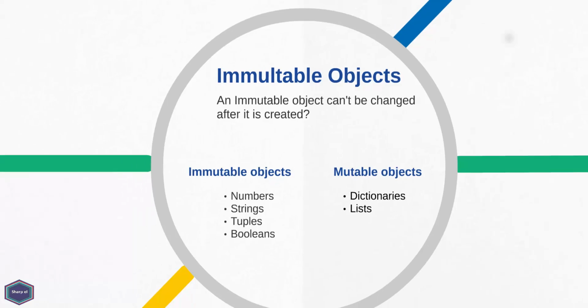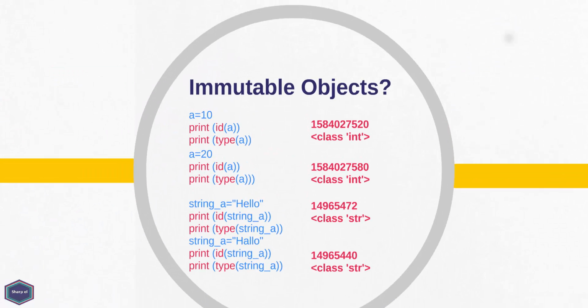Let's see an example of immutable objects. We have declared an object A of class integer and assigned a value of 10. Now we print the ID and type of object A with the help of the id and type functions. The id function returns the identity of an object, which is unique for an object during its lifetime. You can think of your social security number, which is also unique.